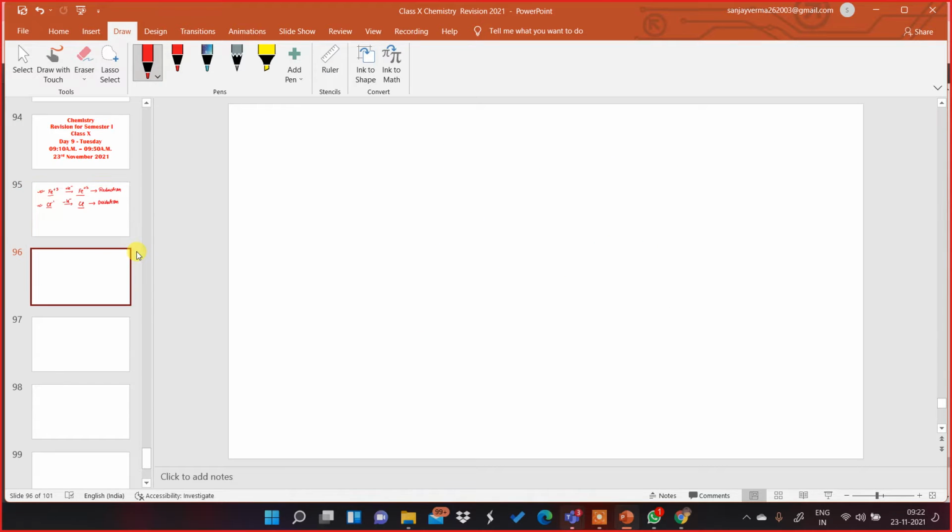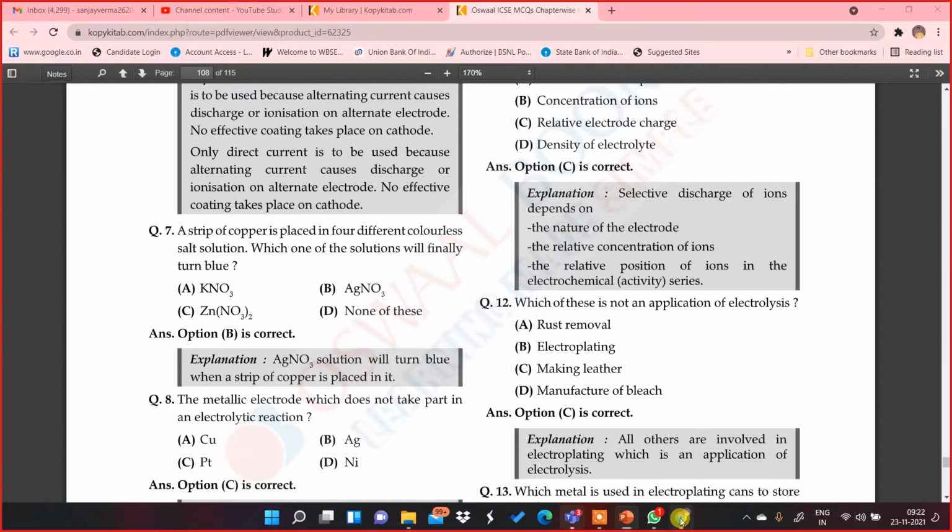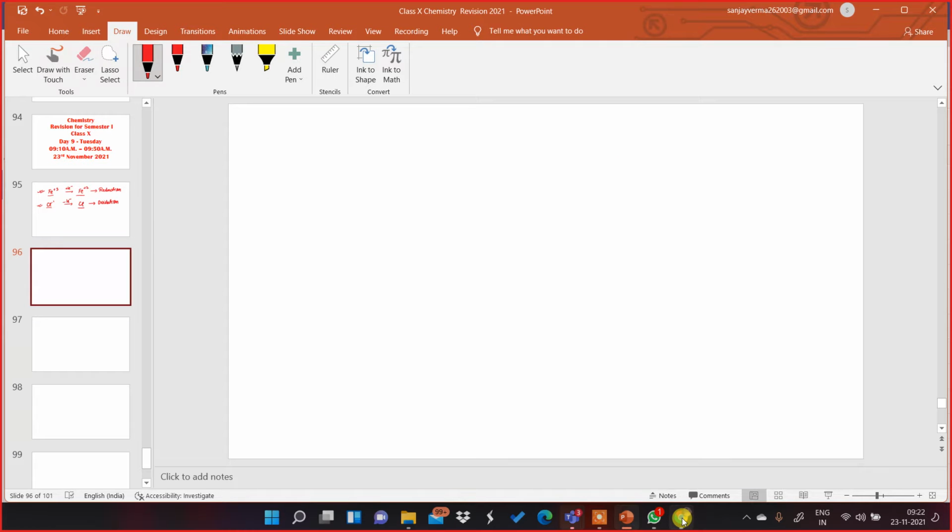But why is it AgNO3? Tell me. What is the first option given? Copper will react with oxygen to give that zinc nitrate solution blue color. Another one is potassium nitrate solution. Another one is silver nitrate solution.